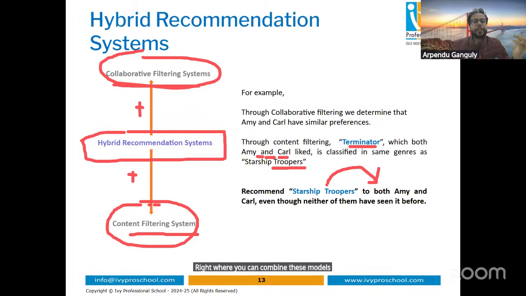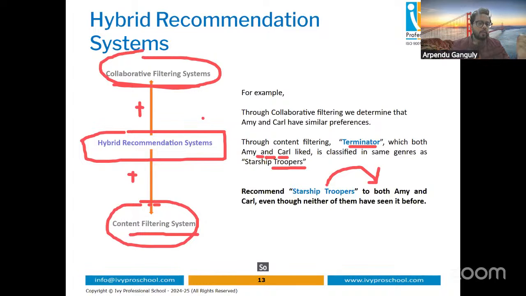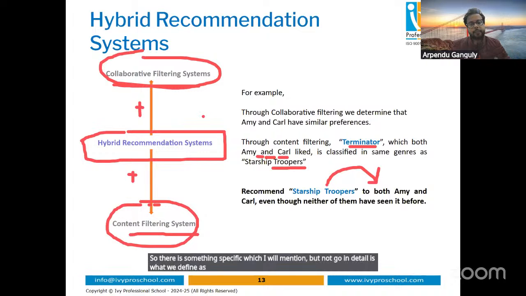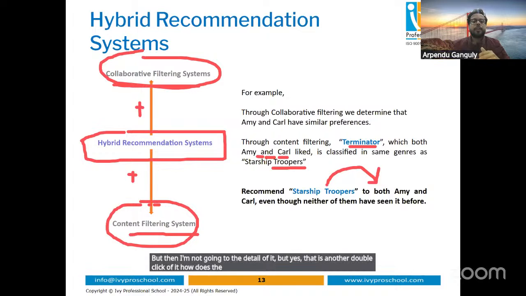Now there is obviously a double click to it: how does the model find the similarity? How does the model understand that if you have watched this, you will be watching something else? There is something specific which I will mention but not go into detail, which we define as cosine similarity. That is what is used for finding similar products. You guys can do a bit of research if you want, but I'll not go into the detail of it. That is under the double click: how does the further similarity scoring happen, right?